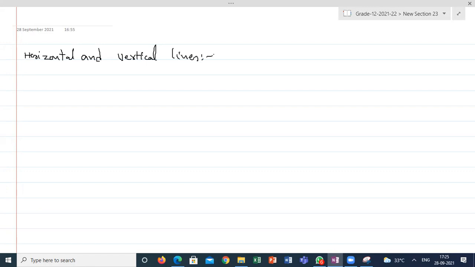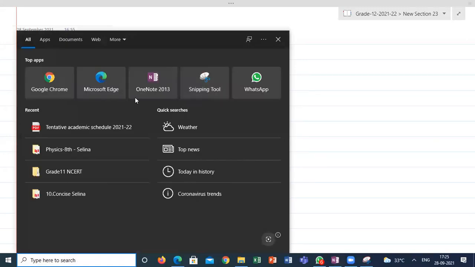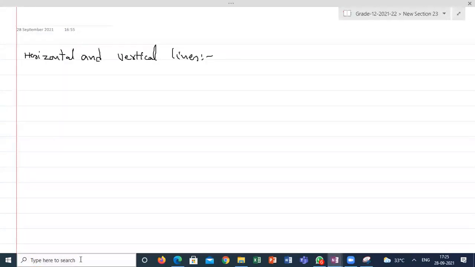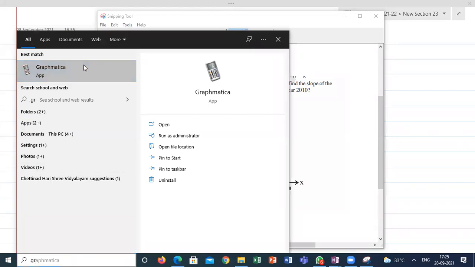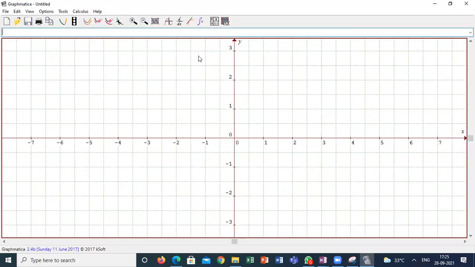If any line is parallel to the x-axis, that is called a horizontal line. If any line is parallel to the y-axis, it is called a vertical line. If I'm taking a line parallel to the x-axis, what does that mean, students? If a line is parallel to the x-axis, it is perpendicular to the y-axis, will you agree, students? Yes. If a line is parallel to the y-axis, it is perpendicular to the x-axis.